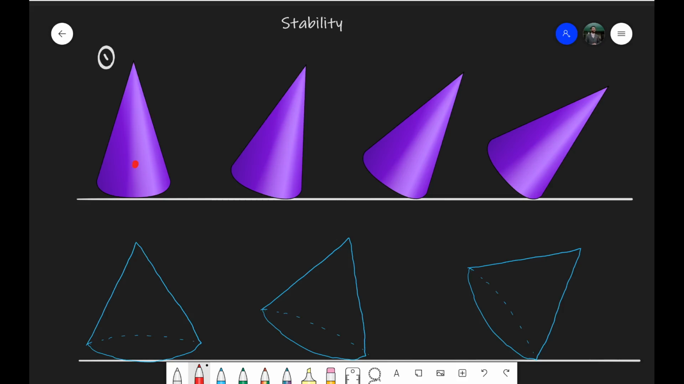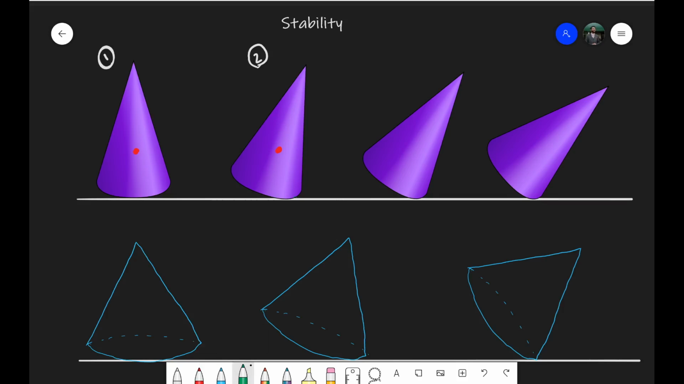Now the question is, how far can you tilt this cone such that it will actually topple over, such that it will not come back to its original position? Is position 2 enough to make it fall over, or it will come back to the original position? Well, again, what you have to do is look at where the center of gravity is, and also need to identify where the pivot is.